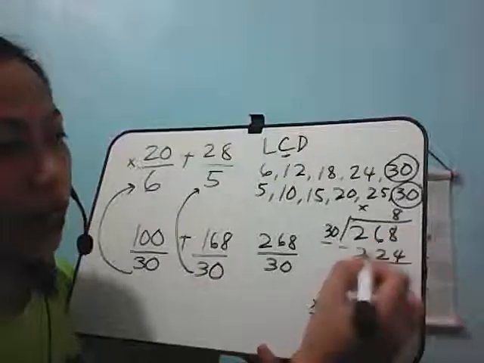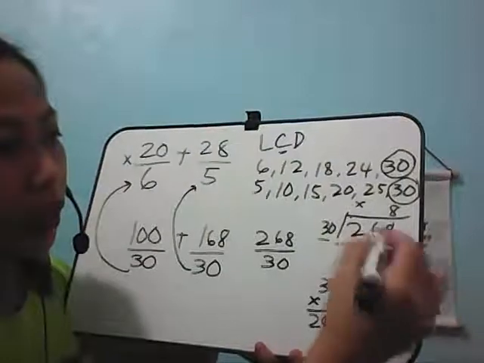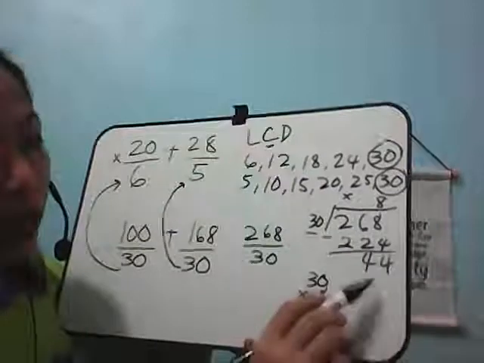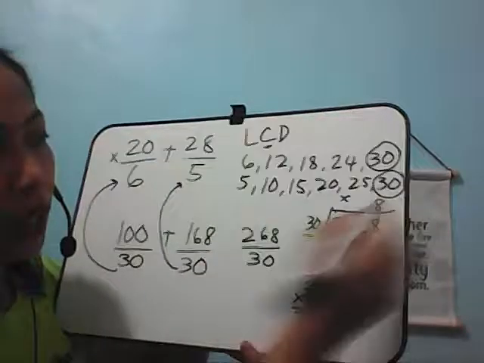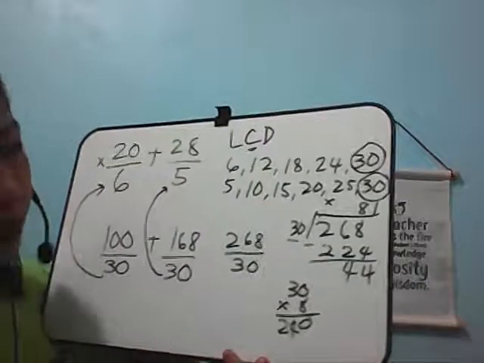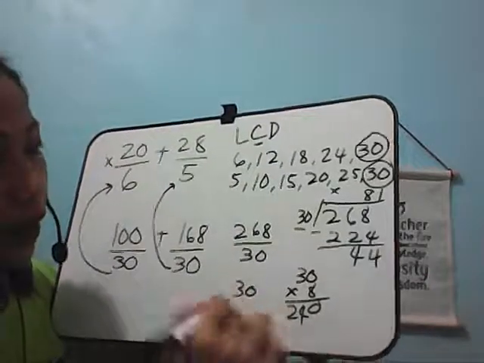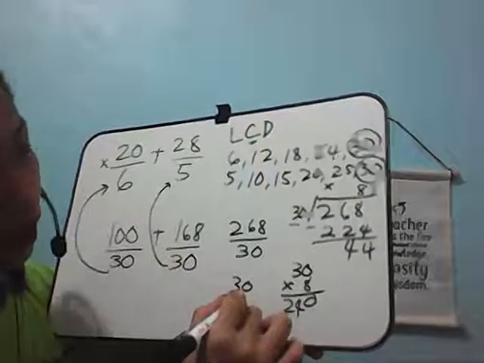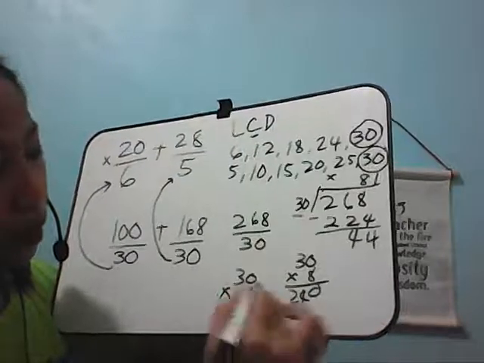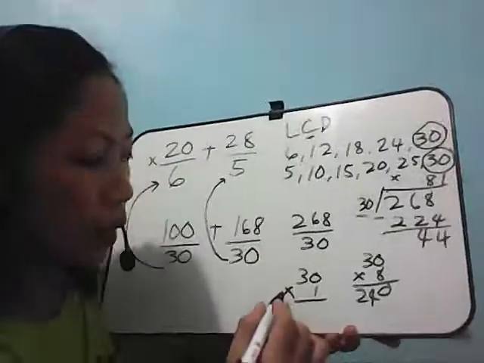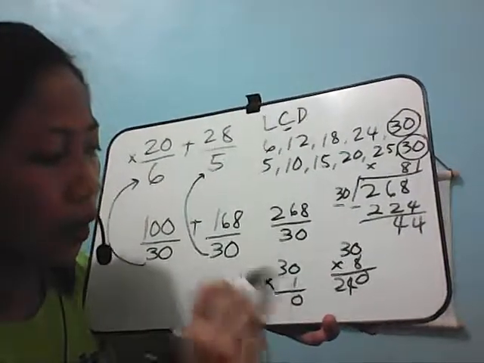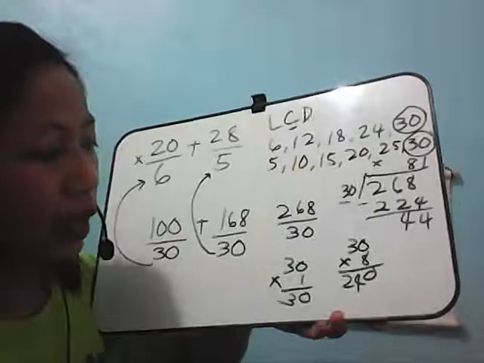Okay. 8 minus 4 is 4. Then, 6 minus 2 is 4. So, 44. Then, 44 divided by 30 is 1. Okay? Kita? 30 times 1. Tama ba? Yeah. 1 times 30 or 30 times 1. 0 times 1 is 0. So, 1 times 3 is 3. Ayan. So, 30.